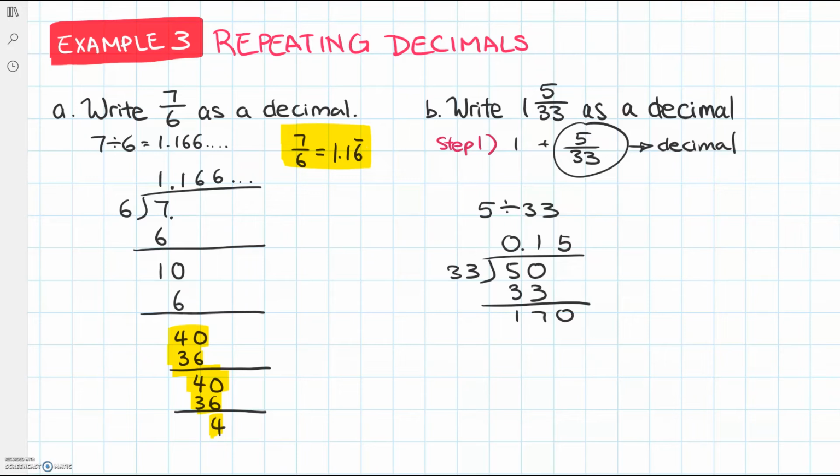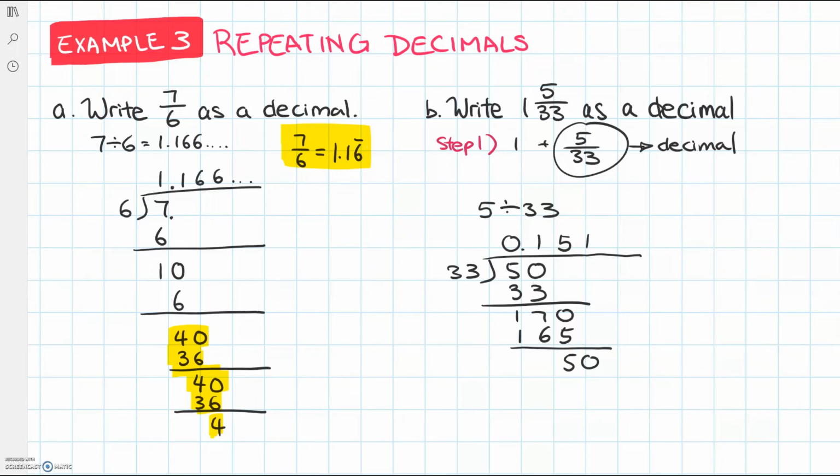5 of these fits into 170. I get 5 times 33 gives me 165. And then I have another 5 left, so I go into 50. So far it's not repeating yet. Now I have 50. How many fits into this?